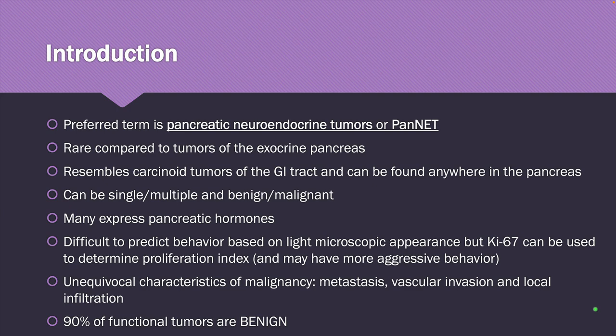For it to be considered as a malignancy, you need to have unequivocal characteristics such as metastasis, vascular invasion, and local infiltration. But these are quite rare for these types of tumors. Majority of them are benign.